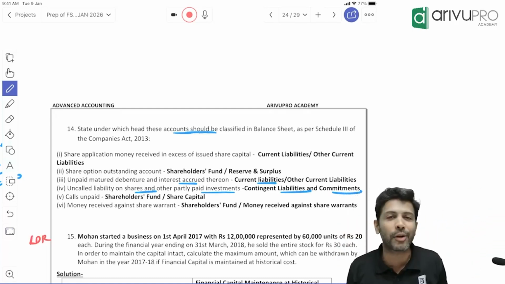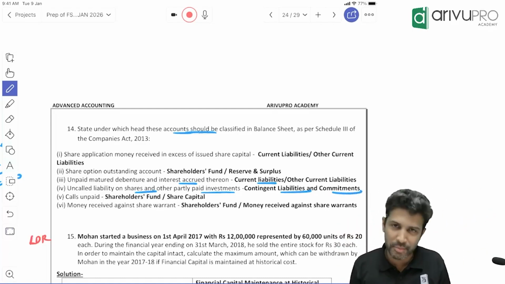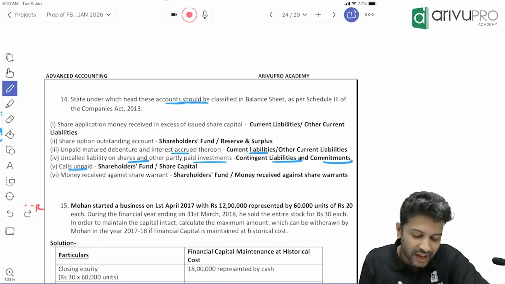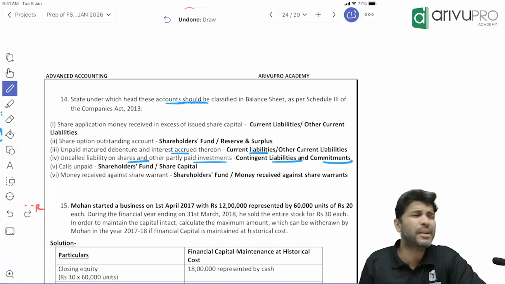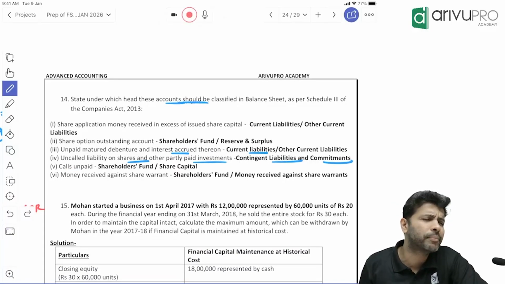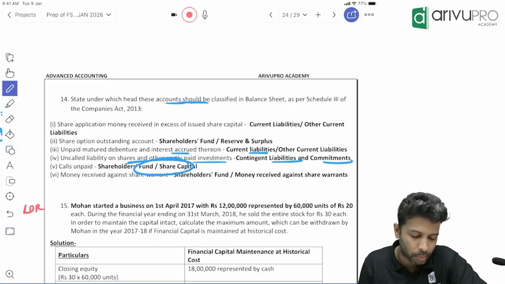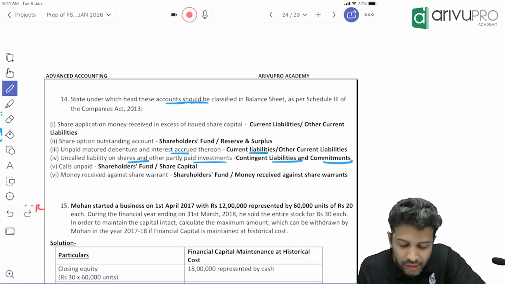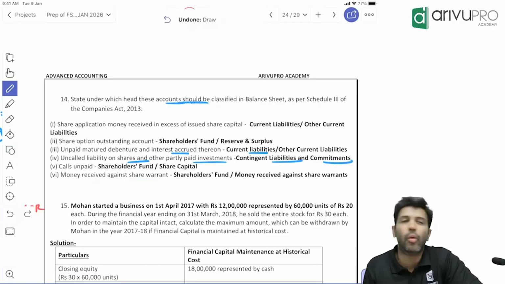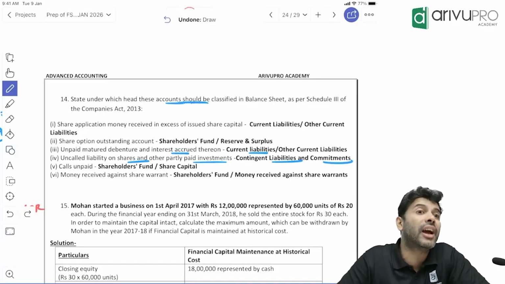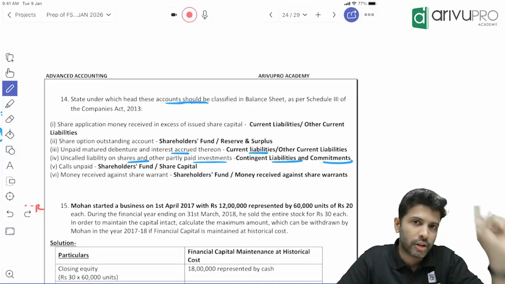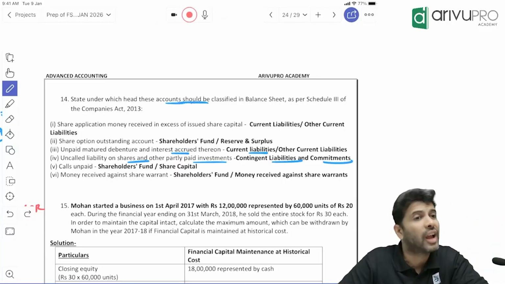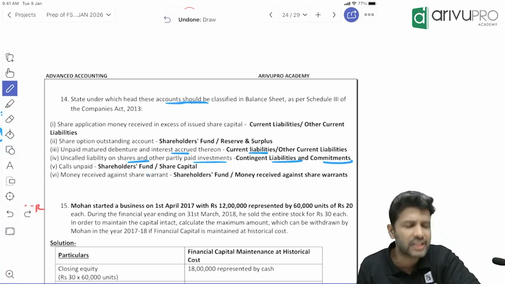So some are purely from an exam perspective, so don't worry about that. For now, let's get this done with. Calls unpaid means calls in arrears. Where will it come? Under share capital, as a deduction from share capital. So that's one. Money received against share warrant is like your share application money pending allotment. You remember when we discussed the balance sheet format, there is something called share application money pending allotment. Same thing here.